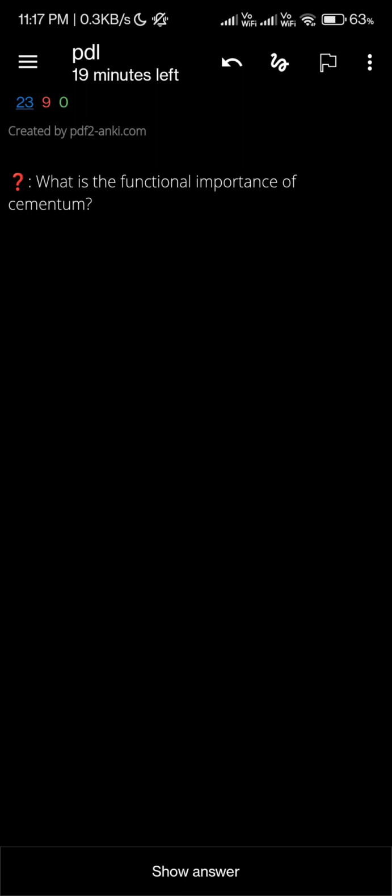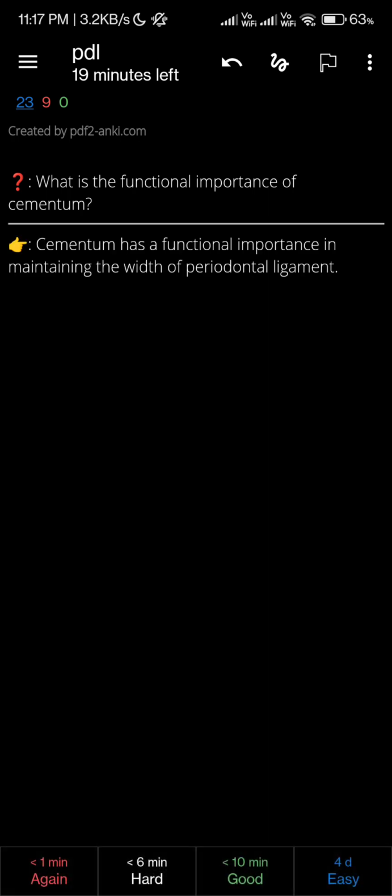What is the functional importance of cementum? The functional importance of cementum is maintaining the width of the periodontal ligament.